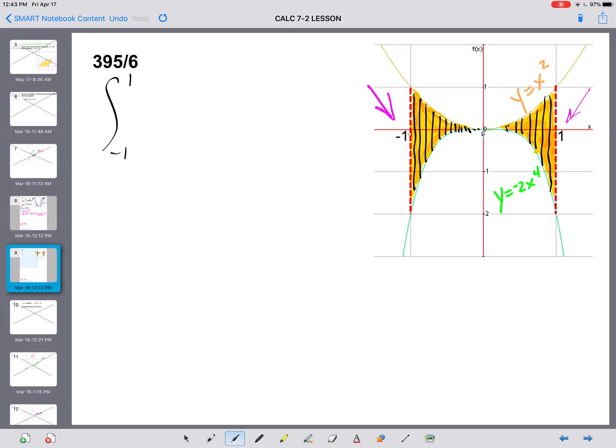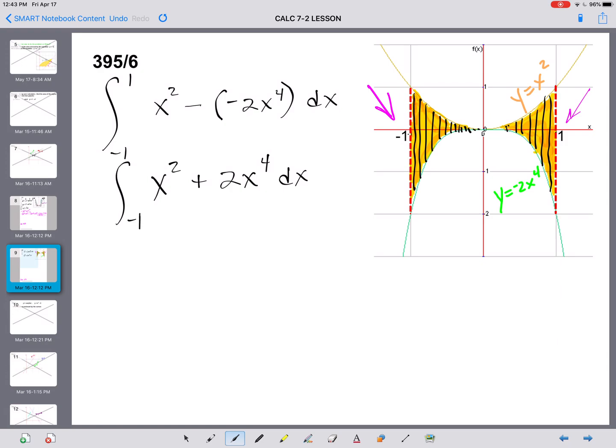What equation is on top? Yep, that's the x squared, minus what equation is on the bottom? I always like to put parentheses. On the bottom is -2x to the 4th. Okay, let's go distribute that negative. So x squared minus a negative, plus a positive 2x to the 4th. There it is. Integral from -1 to 1.